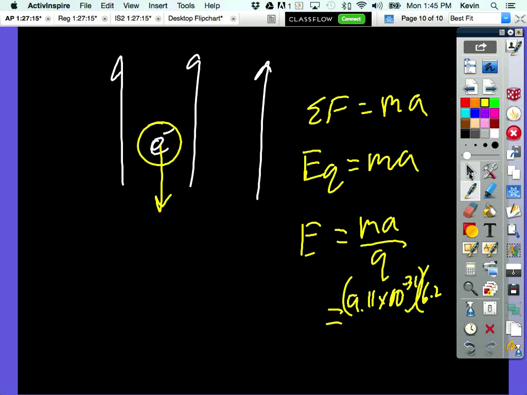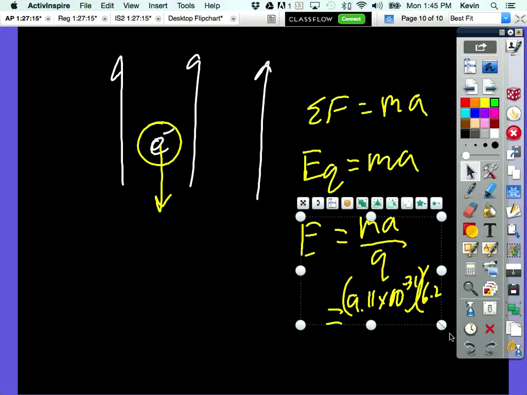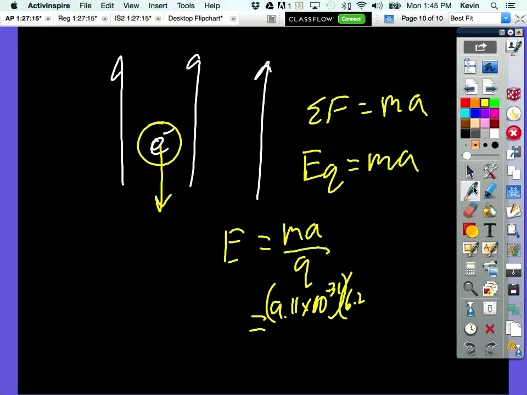6.2 times 10 to the 14. And then the charge is going to be 1.6 times 10 to the minus 19. So then we see, just for funsies, this and this is 17. It's negative, so I'm sorry, it's negative 17. So it's going to be positive 100, basically. It's going to be 100.